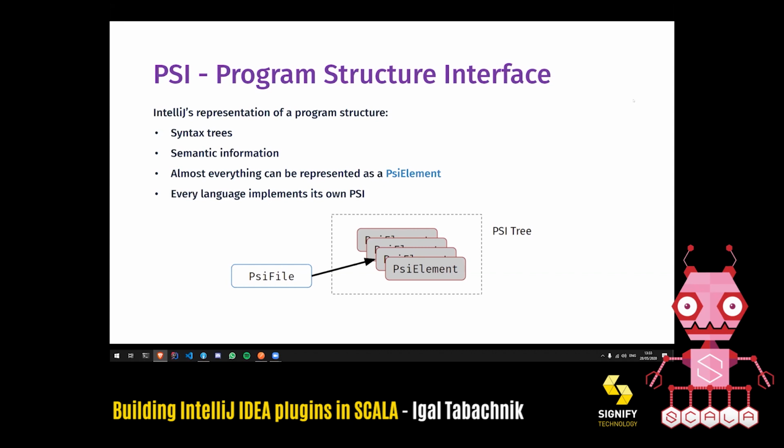So at the root, you have something that's called a PSI element, which is this abstract representation. And at the very top, you have something like a PSI file, which contains trees and subtrees of these PSI elements. And this is what forms your programs, your code files. And this is how IntelliJ understands them. We're going to see exactly how to use it in just a moment.